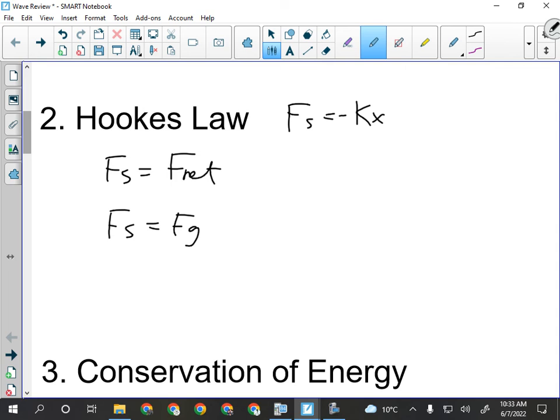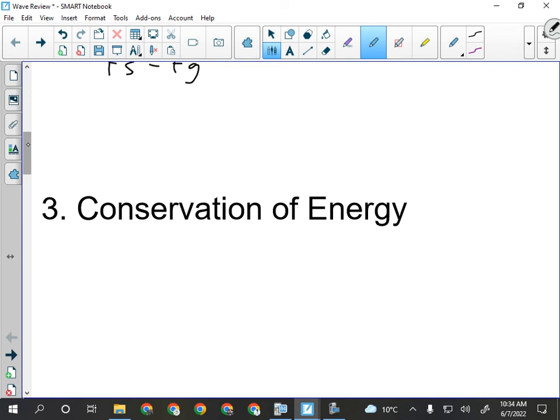Obviously a problem-solving thing related to this. What's the negative for? Right, it makes sure that the force is always opposite the displacement. So if I stretch a spring to the right, the forces are going to pull to the left. Simple as that.